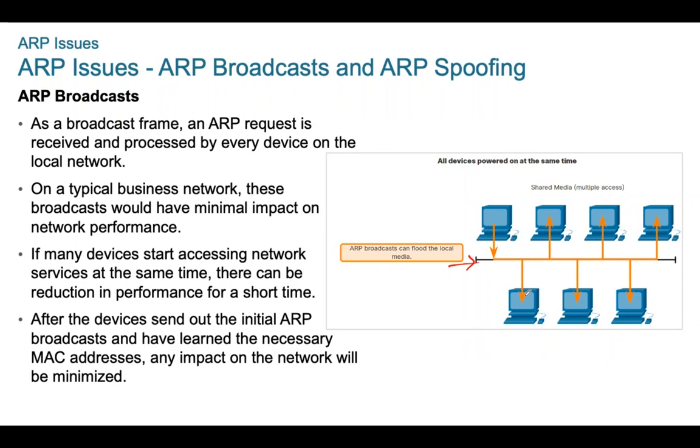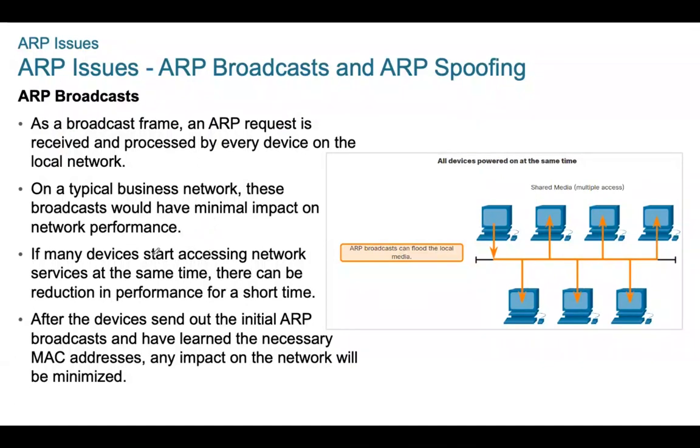Correct? So ARP can broadcast or flood the local media within this network. As broadcast frames, an ARP request is received and processed by every device on the network. So every other device knows the IP address and the MAC address of the sender device. On a typical business network, this broadcast would have minimal impact on network performance.